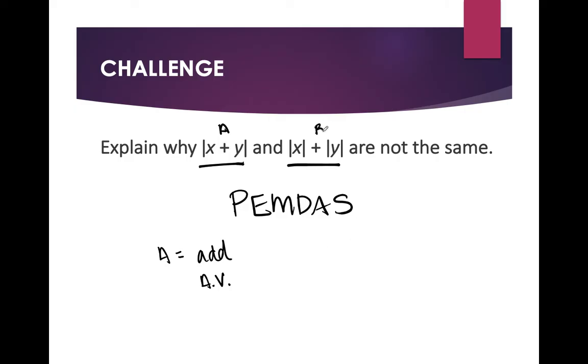In example B, the first thing you would do here is to take the 2 absolute values and then add second. If you pick 2 values for x and y to try them, you could see that they don't necessarily always give you the same answer, unless they were both positive numbers.